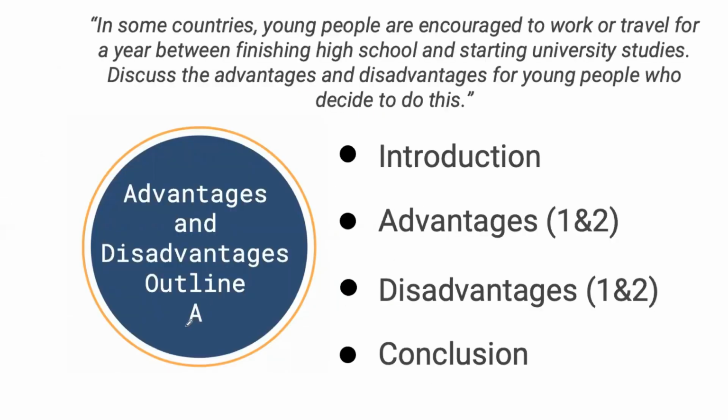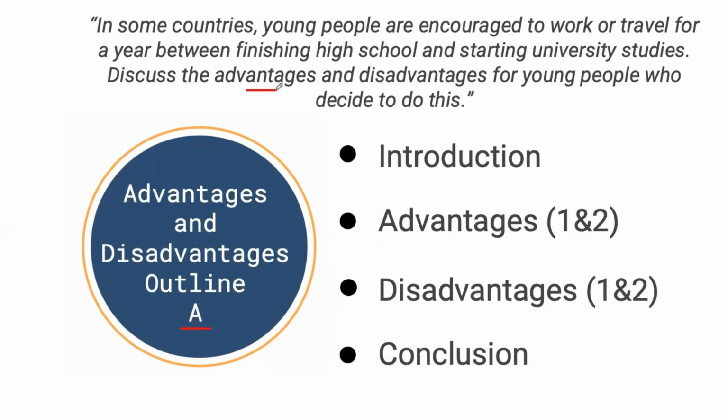Now, this is the first type of outline. I'll call it outline A, and let's just go ahead and read the question. In some countries, young people are encouraged to work or travel for a year between finishing high school and starting university studies.